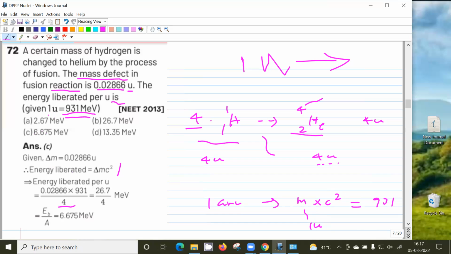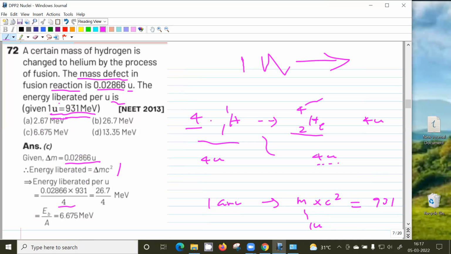Okay, so 1 atomic mass unit is equal to an energy of 931 mega electron volts. And I have how much atomic mass unit? This one. So that will correspond to this into 931. So that conversion calculation they already did. So this is also a standard result you can remember.